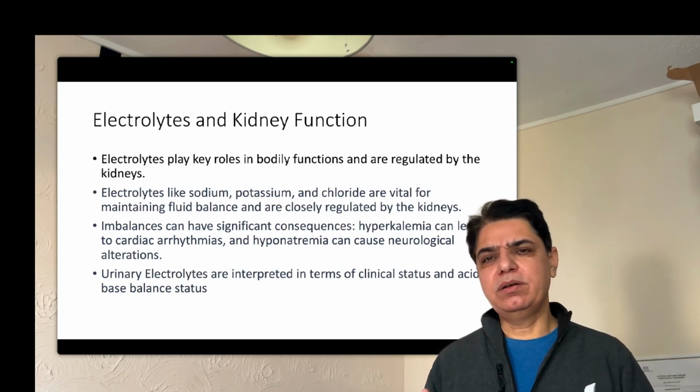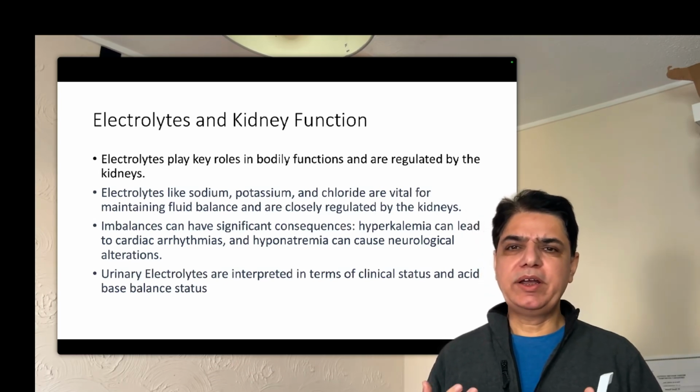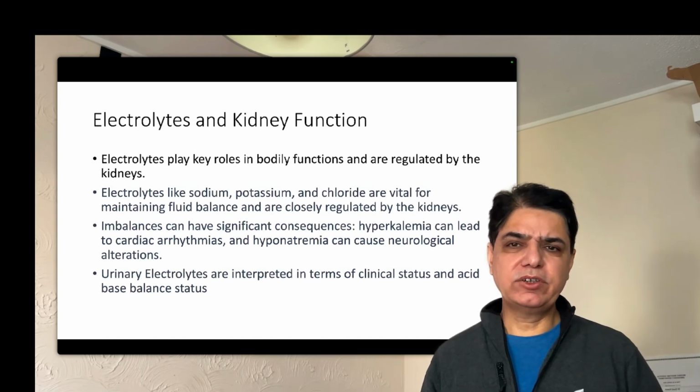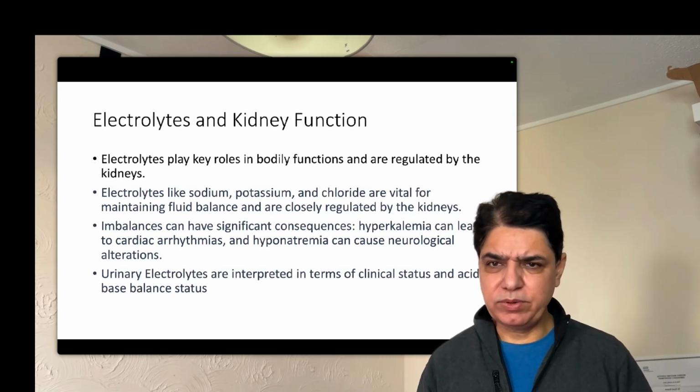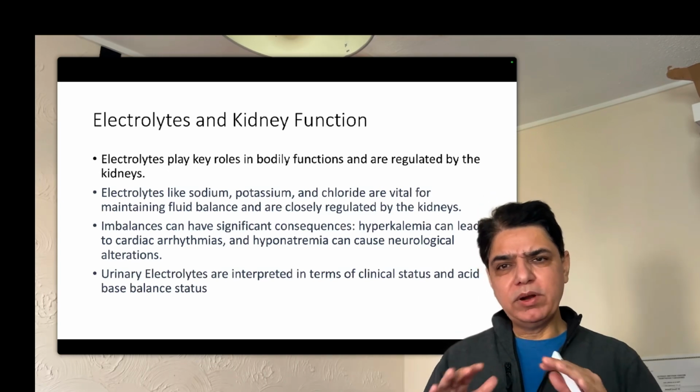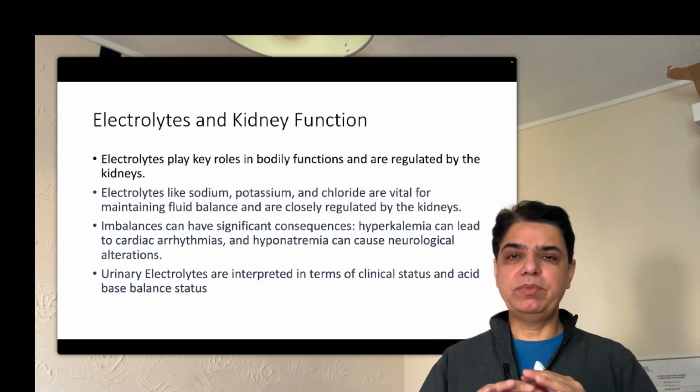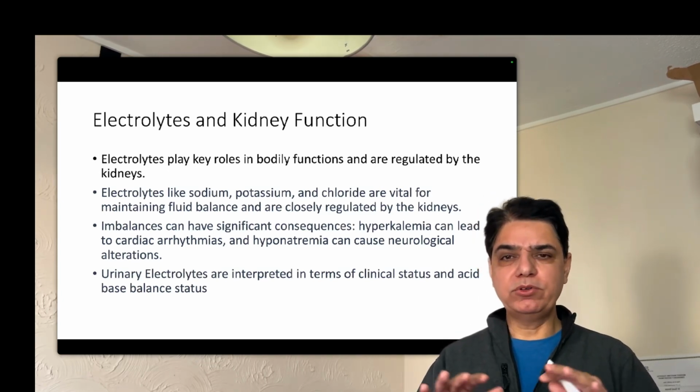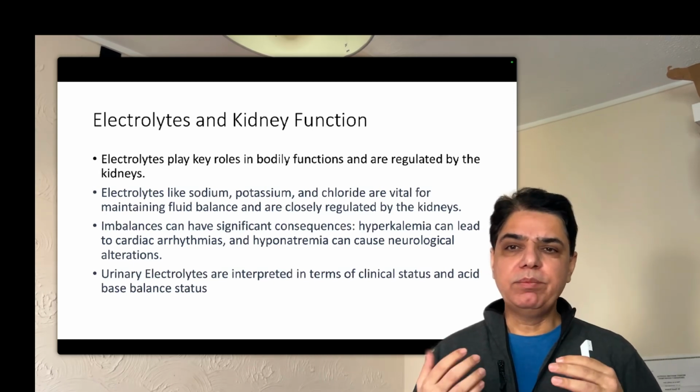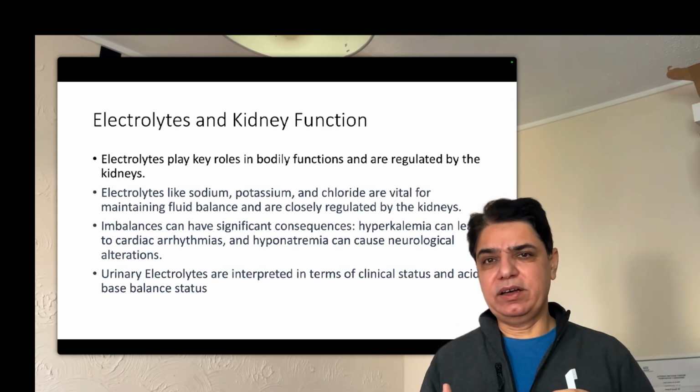Some books say 5.5 milliequivalent per liter. And again, they are mostly regulated by our intake and how our kidneys are functioning, and at the same time, the acid-base balance as well. Now, the normal levels of these electrolytes are very important to maintain a normal homeostatic environment in the body. Now, imbalances can occur.